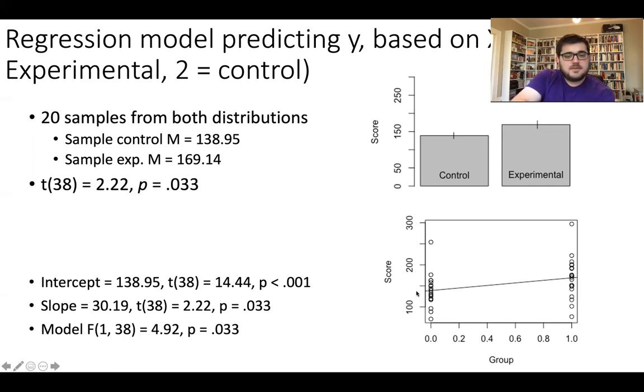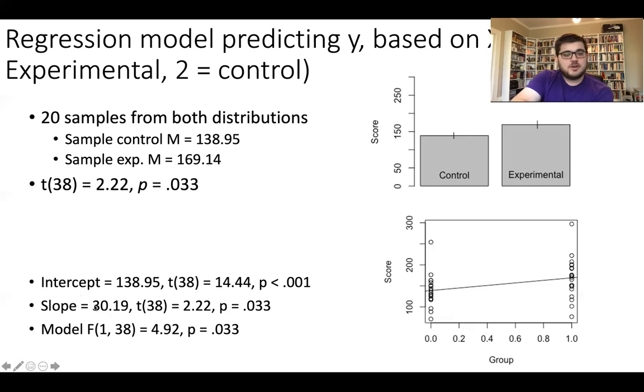So the intercept, that's when x equals 0. So the line is down here. It's at the mean of the control group. The intercept equals 138.95. And it's statistically significant. T with 38 degrees of freedom equals 14.44. P is less than 0.001. What does that mean? That means that the control group, the sample mean for the control group is probably not 0, which is not terribly interesting. What we really want to know is the difference between the groups greater than or less than 0, basically different from 0, since we always do a two-tailed test by default.